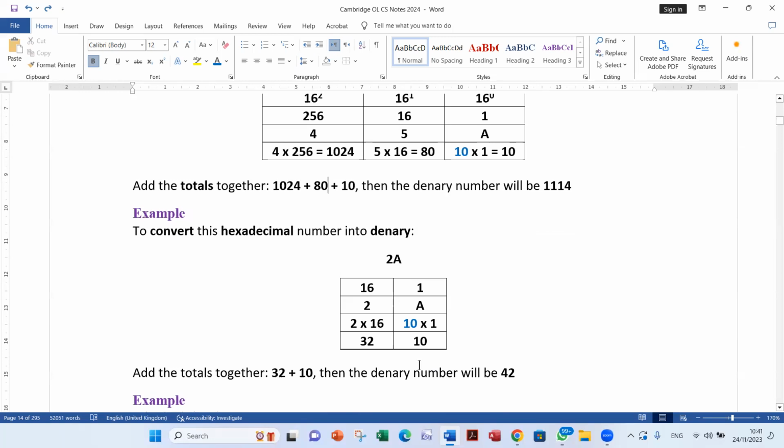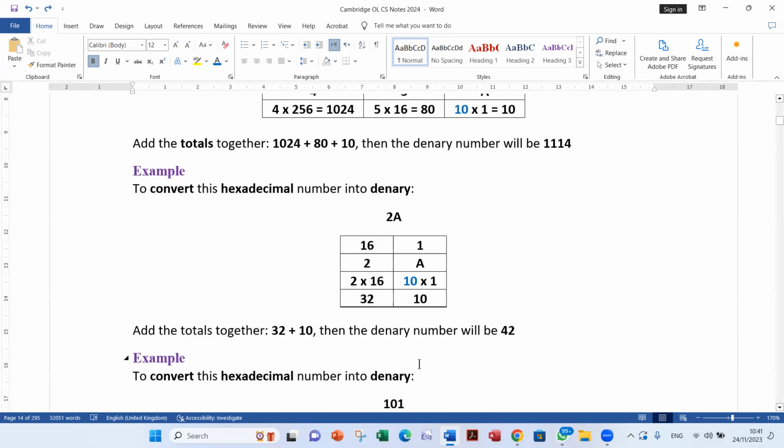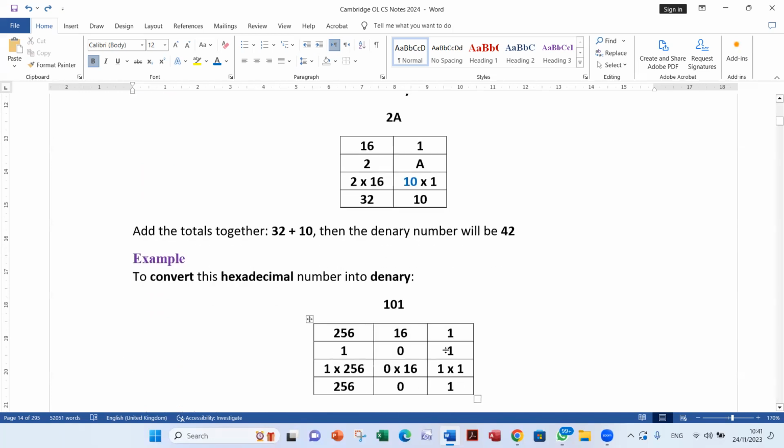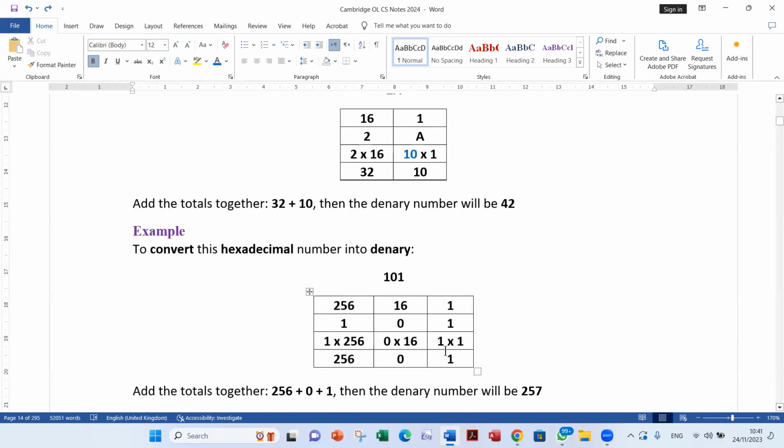Okay, again, let me go through all these very simple examples myself and leave you with more realistic examples. Another example, 101. Weights are 1, 16, 256. So it is 256 plus 1, so it is 257. Easy? Sometimes they give you beautiful numbers.